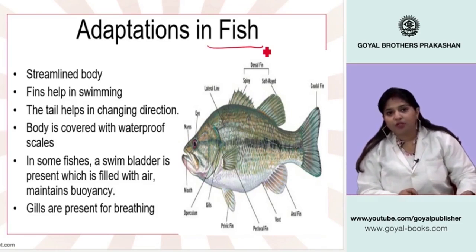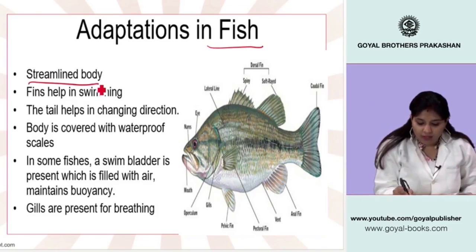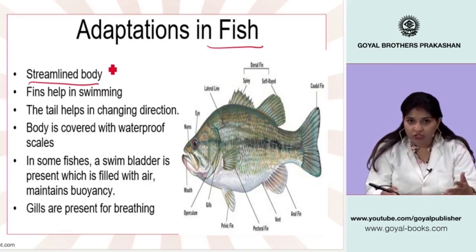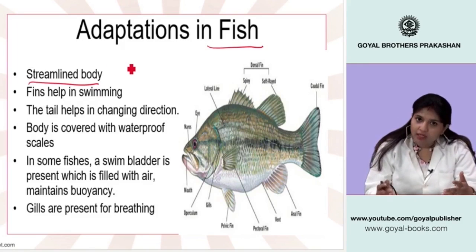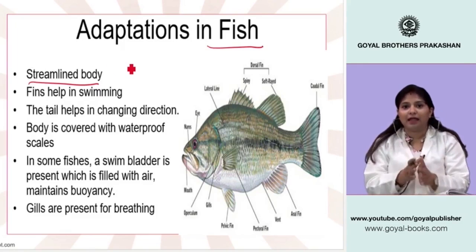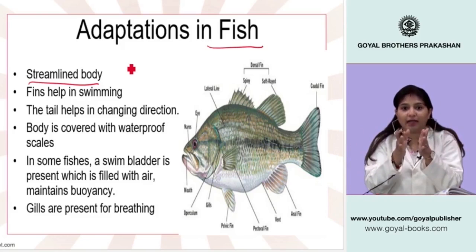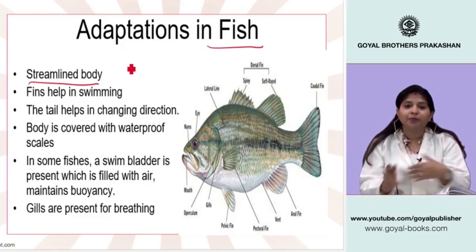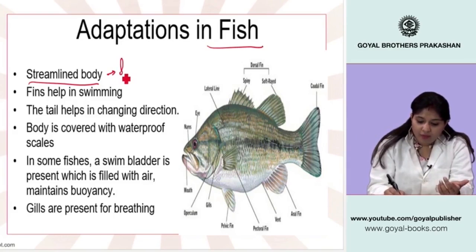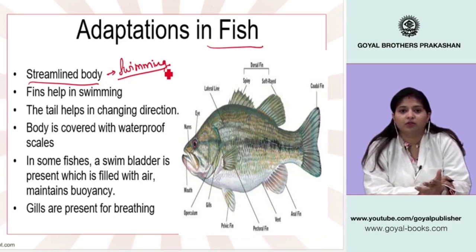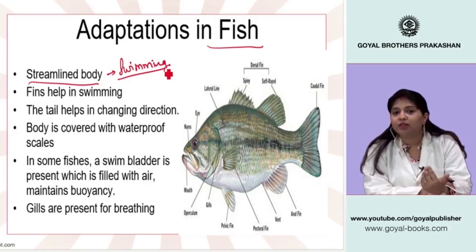The very first thing which they have is the streamlined body, right? Their body is usually streamlined, spindle shaped and laterally compressed, right? They are mostly flat. Laterally compressed means they don't have a very broad body, they are flat, right? Comparatively flatter. Why? Because this helps them in swimming, right? This helps them in reducing the friction which they will face while swimming in the water, right?